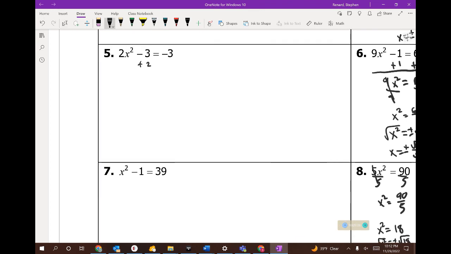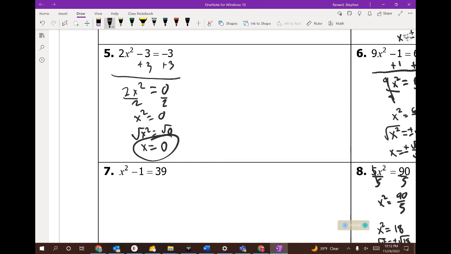If I add 3 to both sides here, watch what happens. I get 2x squared equals 0. Divide by 2, you get x squared equals 0. Square root both sides, and I get x equals 0. Notice I don't put a plus or minus there because I can't have a positive or a negative 0.